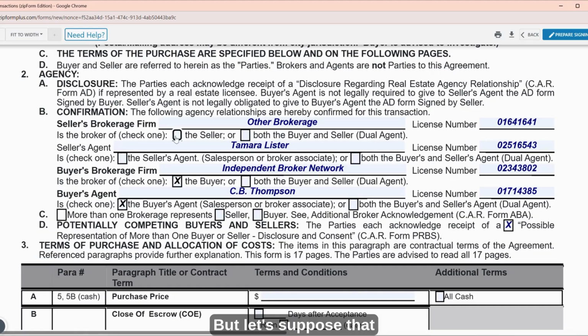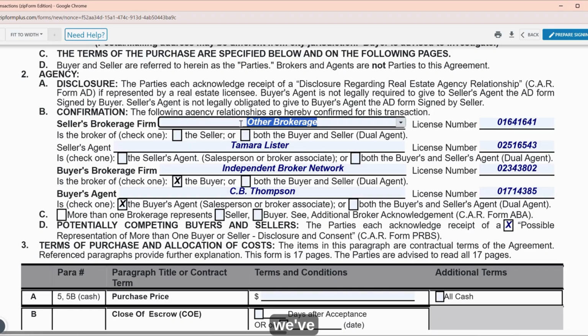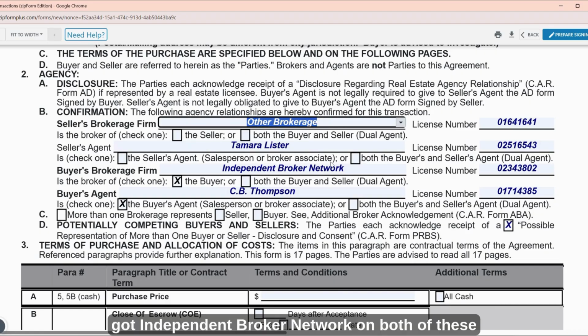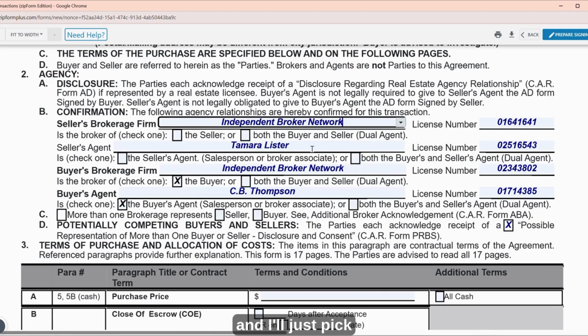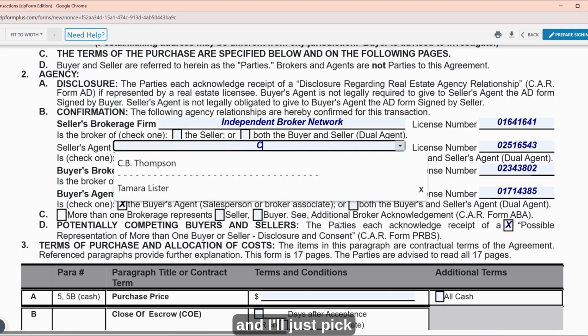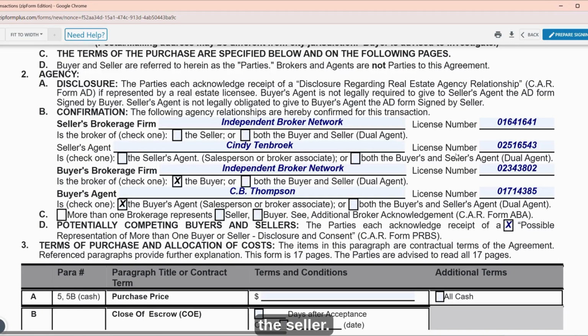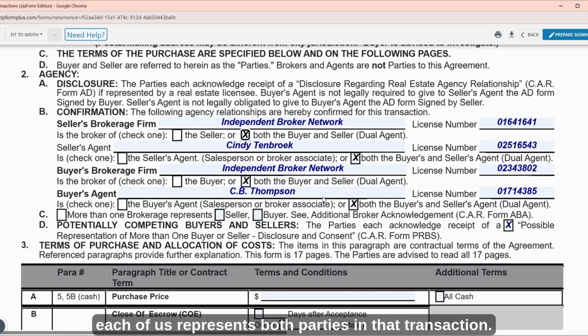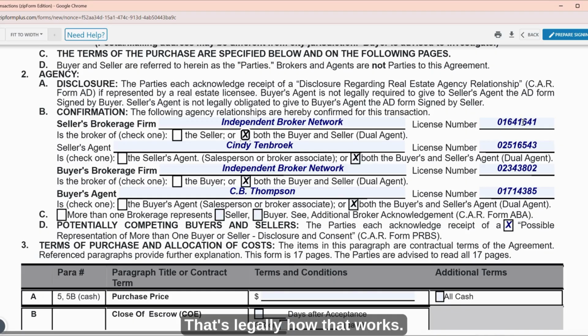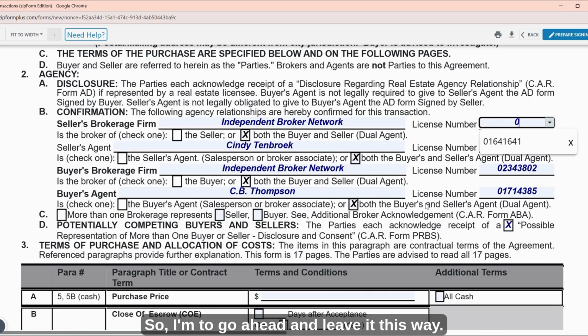But let's suppose we've got Independent Broker Network on both of these, and I'll just pick on Cindy. Let's say Cindy Tenbrook represents the seller. We're going to check this box. We actually, each of us represents both parties in that transaction. That's legally how that works. So I'm going to go ahead and leave it this way.